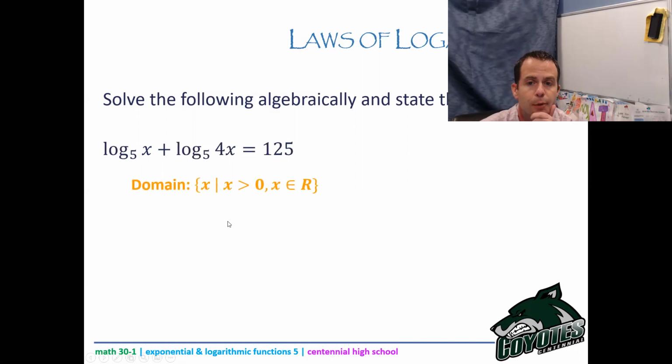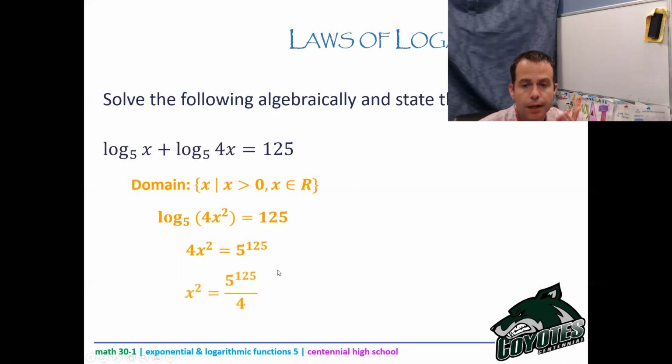Oh, sorry, I forgot about the domain. Again, I can't take the log of a negative number, so x has to be greater than 0. And so then putting these together as a single logarithm would be log base 5 of 4x squared. x times x is x squared, equals 125. Now I'm ready to convert this to exponential form, and I can solve from there. So base is 5, so I'm looking at 5 to the 125 equals 4x squared. Now if I want x by itself, I'll divide both sides by 4, and then I'll square root it.